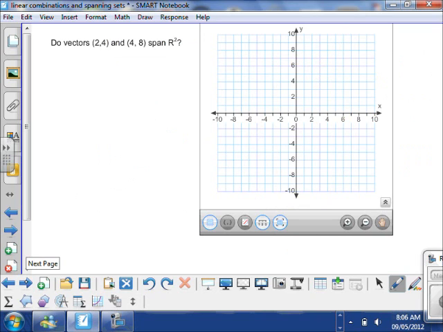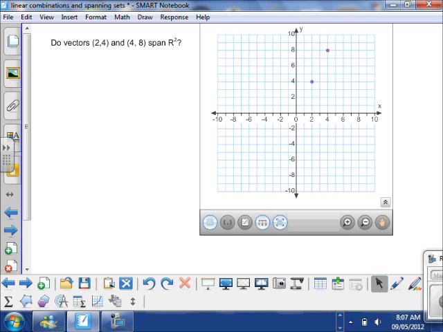Let's move on. How about these two vectors, 2, 4 and 4, 8? Can I span R squared using these two vectors? It seems like any two random vectors I use, I can generate any vector in plane xy. Let's see. First of all, let's draw these vectors. Where is 2, 4? It is right here. And 4, 8 is right here, I believe.